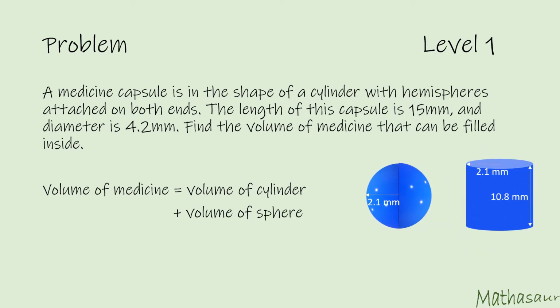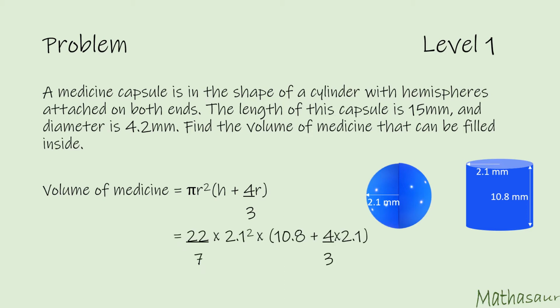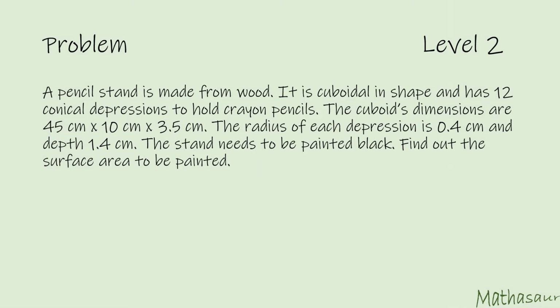So we could write volume of cylinder plus volume of sphere. Now volume of cylinder is pi r square h and volume of a sphere is 4 upon 3 times pi r cube. Let us take pi r square common. So we have h plus 4r by 3 in the bracket. Let us substitute the values and simplify. Upon calculation, we see that volume of medicine is 188.5 cubic millimeters.